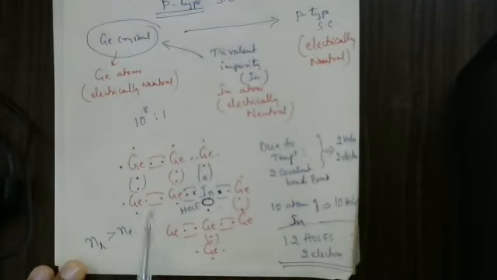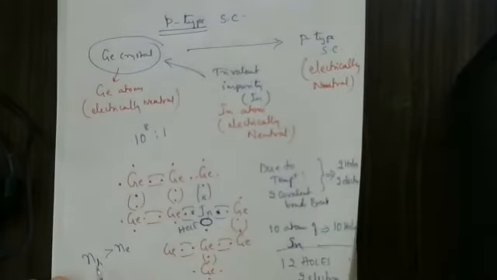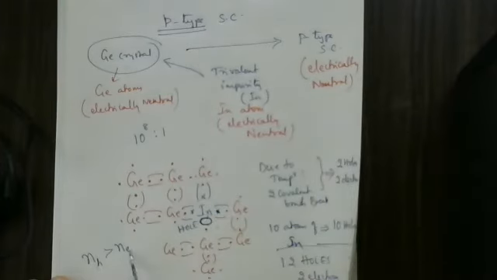One more question. In the case of p-type semiconductors, which are the majority charge carriers? Holes. Which are the minority charge carriers? Electrons. The number of holes is greater than the number of electrons in a p-type semiconductor, whereas in an n-type semiconductor the number of electrons is more and the number of holes is less. But in an intrinsic semiconductor, the number of electrons and the number of holes are equal to each other.